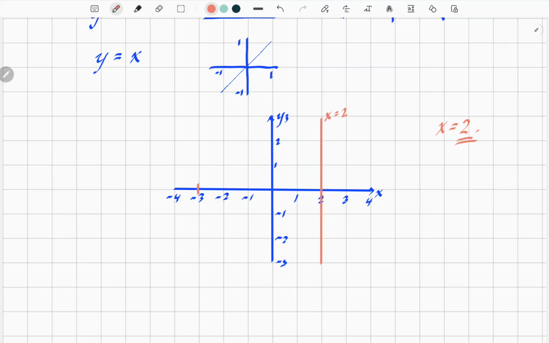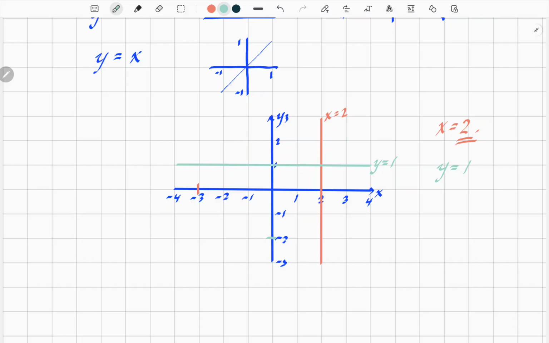And then let's do y equals 1. So 1 on the y-axis, and you do a horizontal line through that. So that's y equals 1. And again, if I change that to y equals minus 2, then it'll be through the minus 2 value on the y-axis, and again, a horizontal line.